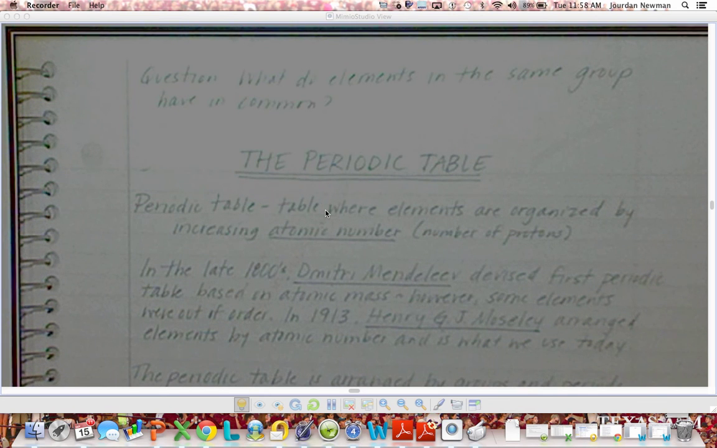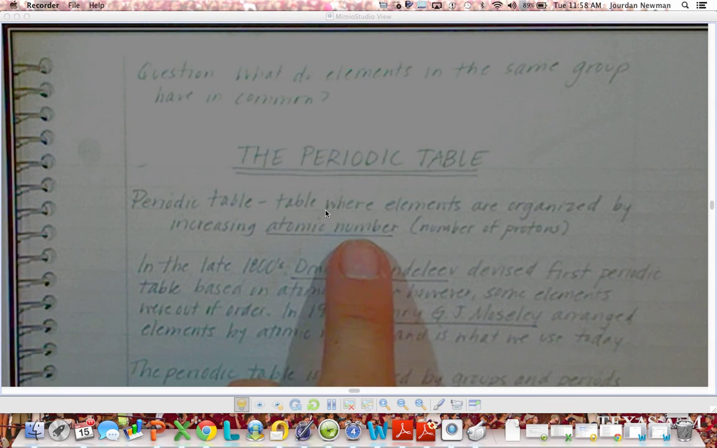Okay guys, today we're going to take notes over the periodic table. Our essential question is, what do elements in the same group have in common? So let's first talk about what the periodic table is. The periodic table is where our elements are organized by increasing atomic number. So you need to fill that in on your notes.